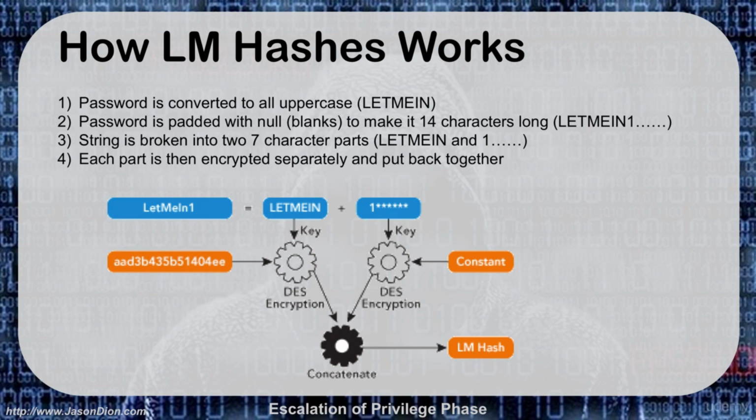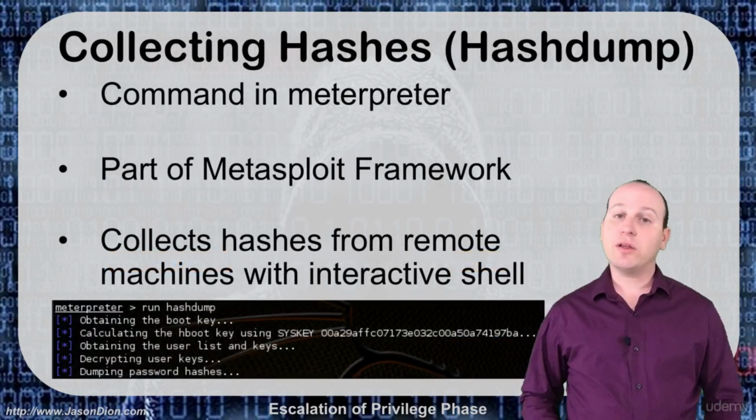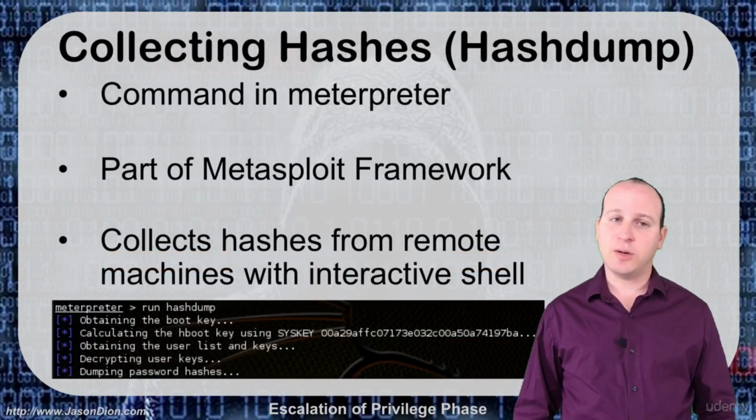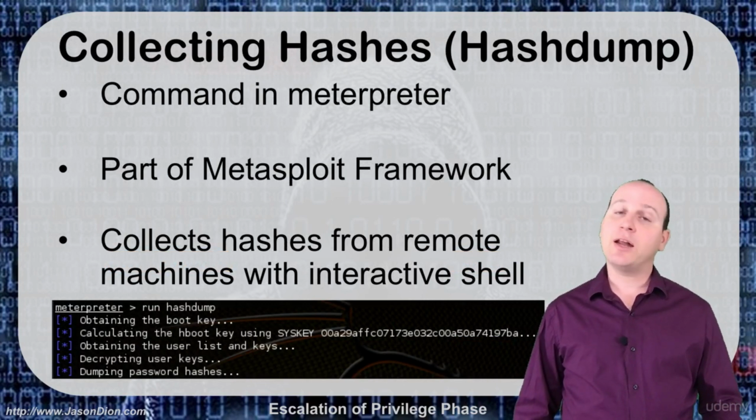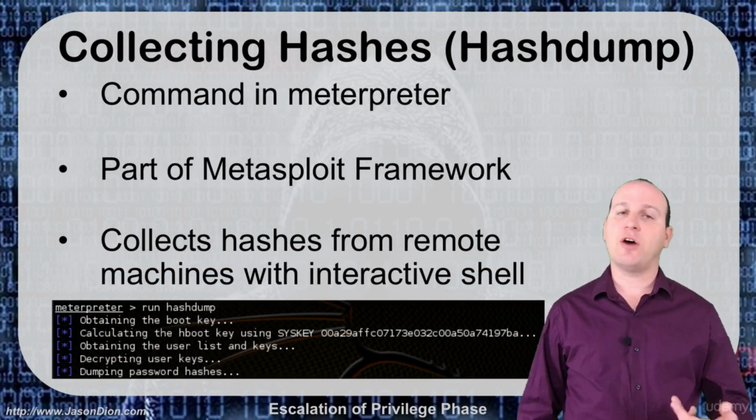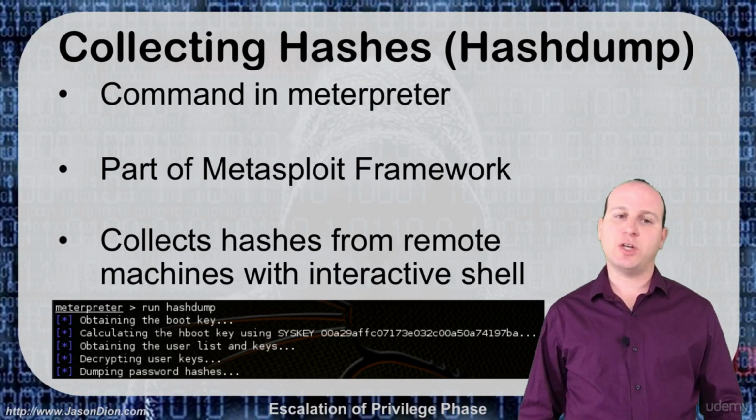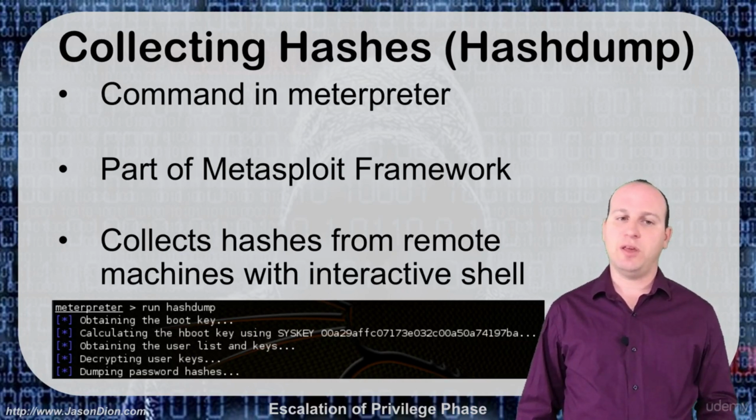So what is that going to look like in the real world? Here's a hash dump of a system. Inside Meterpreter we use the command hashdump. It's part of the Metasploit framework and allows us to collect the remote hashes off that remote system using an interactive shell. We just run hashdump and we'll be able to get the system key back.